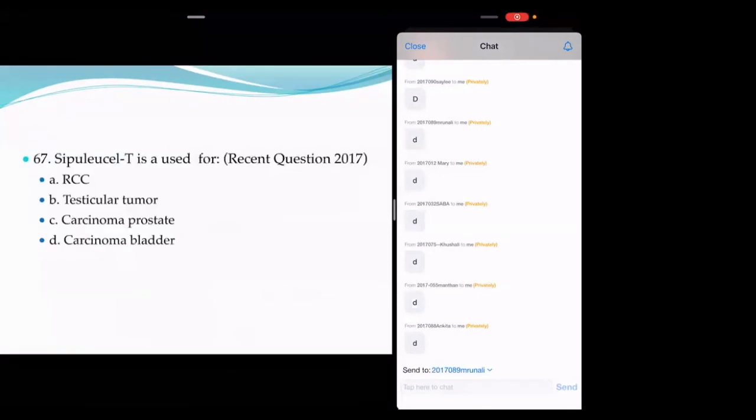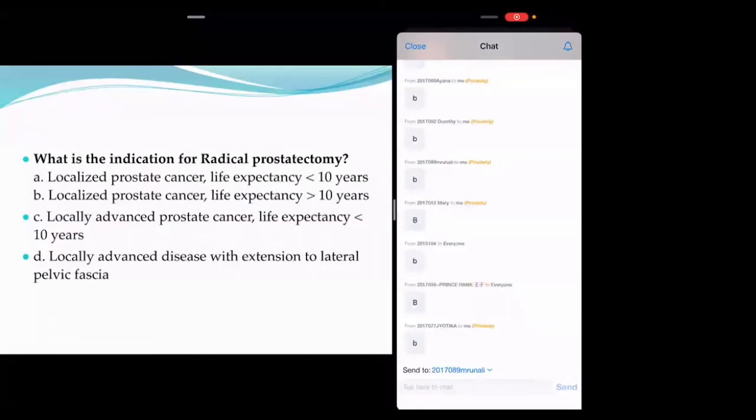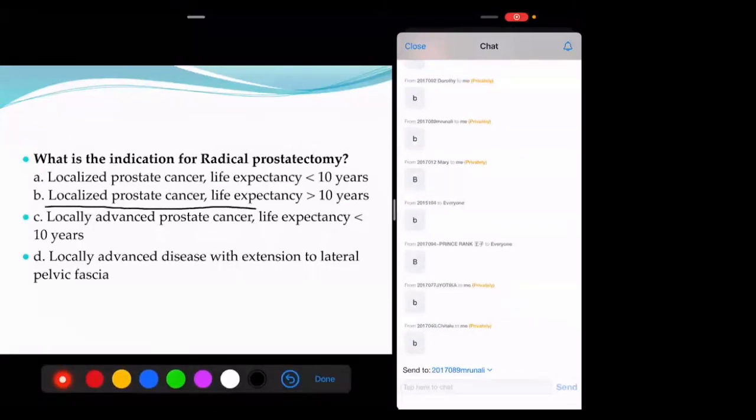Sipuleucel-T is a drug that is usually reserved for castrate-resistant prostate cancer. We use it for cancer prostate. Yes, a localized cancer prostate with life expectancy more than 10 years is the ideal candidate for radical prostatectomy.